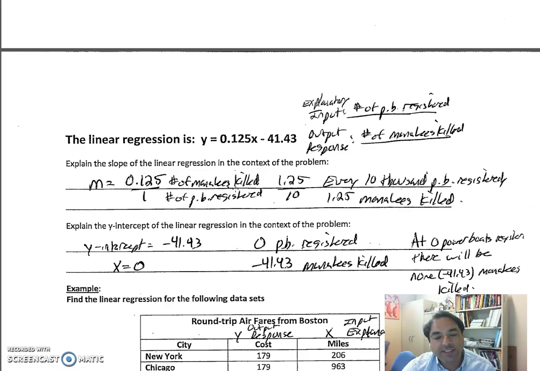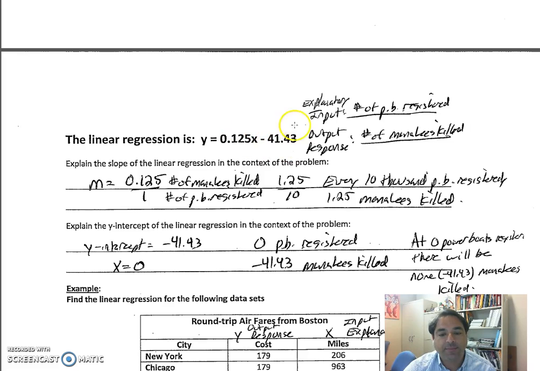But if you want a little more understanding, if we move the decimal over 1, as long as you move the other one over 1, we could also say, same number, 1.25 over 10. So every 10,000 powerboats registered, 1.25 manatees are killed. So not only can we say there's a positive, linear, strong relationship, we can't say one caused the other based on correlation, but based on the data, every 10,000 powerboats that Florida registers, 1.25 manatees are killed.